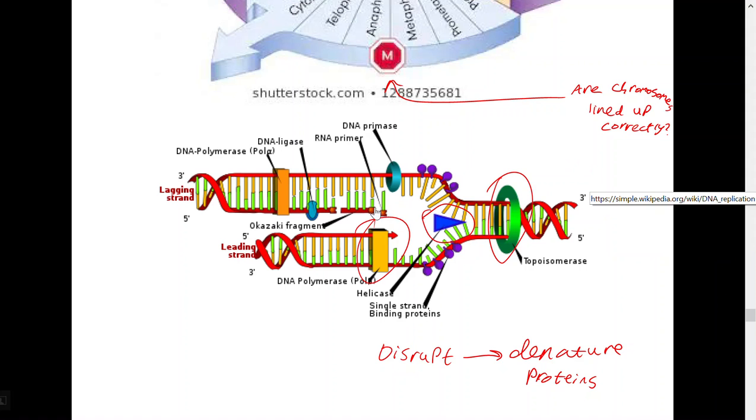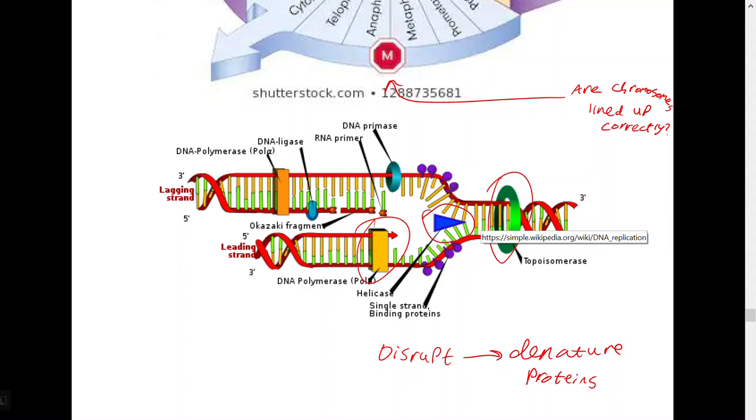The Okazaki fragments are just a way that the cells can replicate more efficiently by having lots of replication going on at once, not just in one direction and then having to wait for it to go in the other direction, right? It's a lagging strand. Hopefully you're familiar with that.